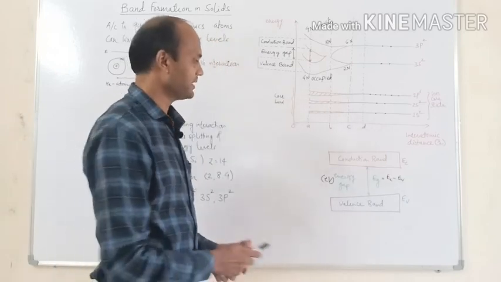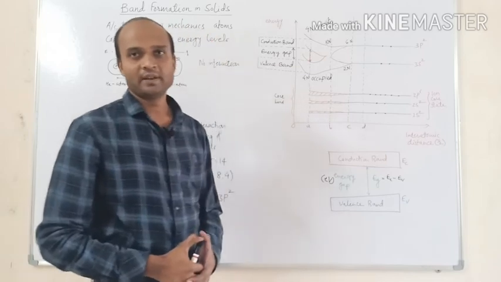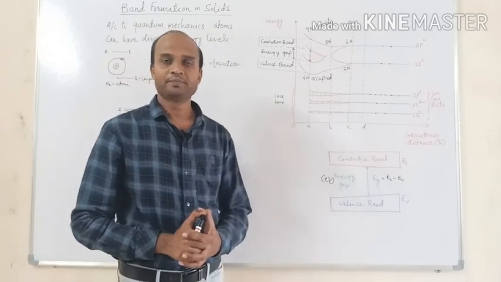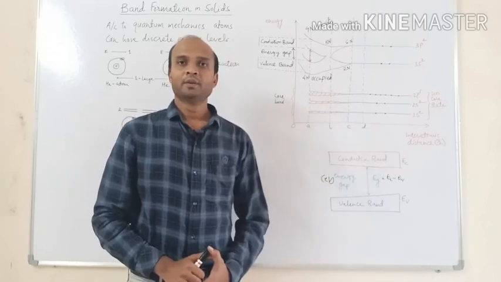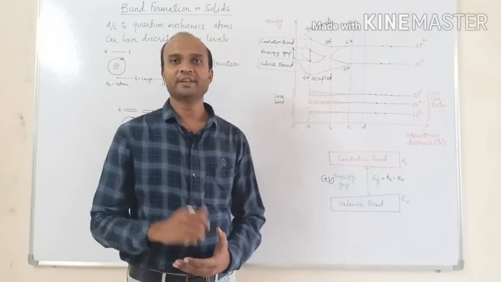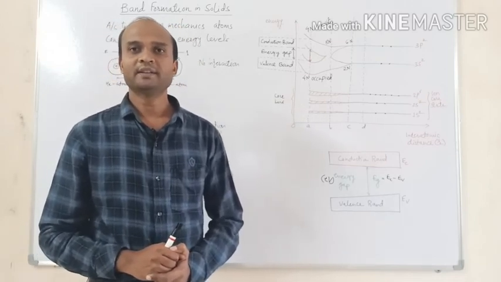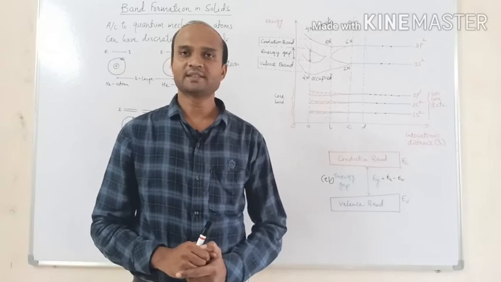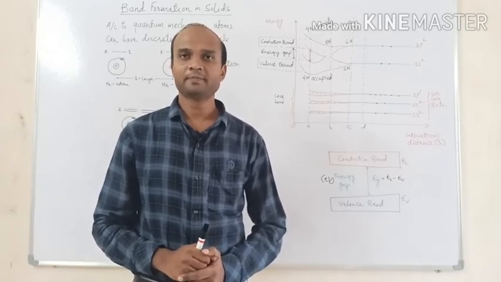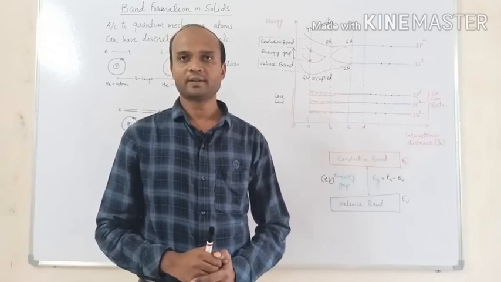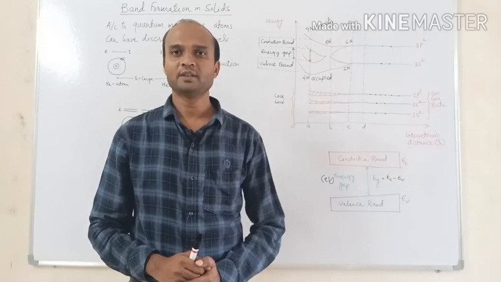So this is the definition of the valence band, conduction band and energy gap. And depending on this energy gap, whether it is small, large or moderate, solids are classified into three classes, that is conductor, semiconductor and insulator. So this is the concept of band formation in solids.